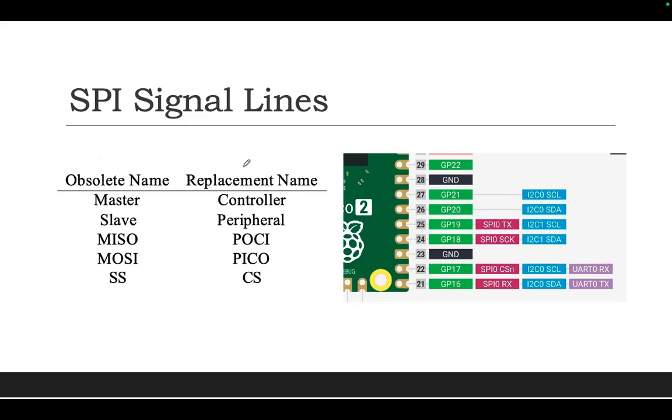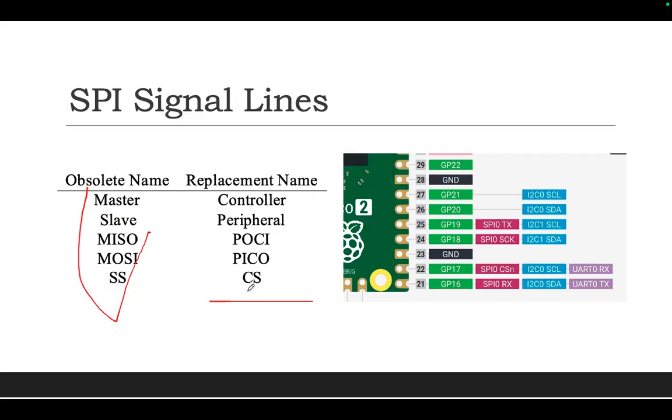In some documents, they will not use these names. They use new names to replace them. The master will be changed to controller, the slave will be changed to peripheral, and MISO is changed to POCI. This is a similar thing. And MOSI is changed to PICO, and SS is changed to something like chip select. This is slave select, this is chip select, but it's the same meaning.